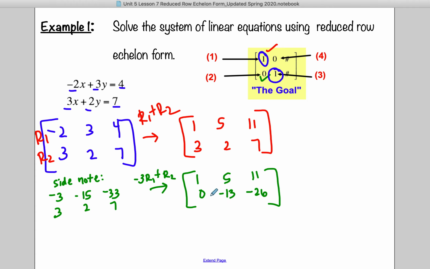So what I'm going to do is divide row 2 by negative 13. Dividing by negative 13 is the same as multiplying by negative 1 over 13. So my next move is I'm taking my row 2 and multiplying it by negative 1 over 13. Remember, row 2 is still the only one changing, so row 1 stays the same. If I take row 2 times negative 1 over 13, I get 0. Negative 1 over 13 times negative 13 is 1. And negative 1 over 13 times negative 26 is a positive 2. By that process, I have now made this a 1, so I've met goal 3.